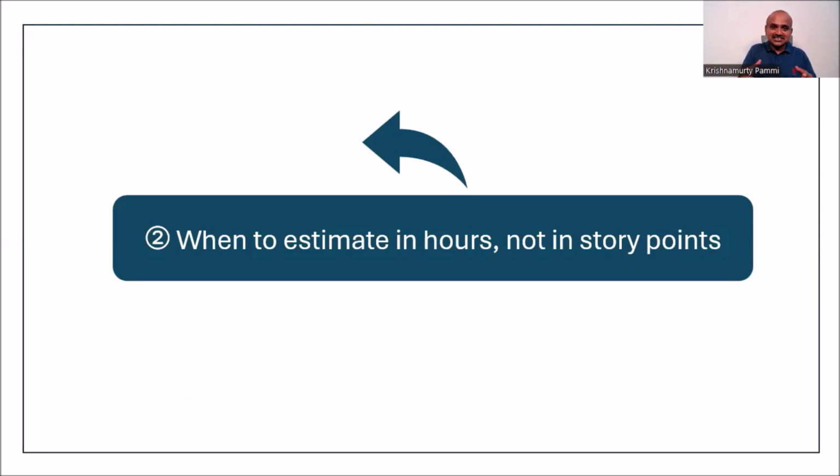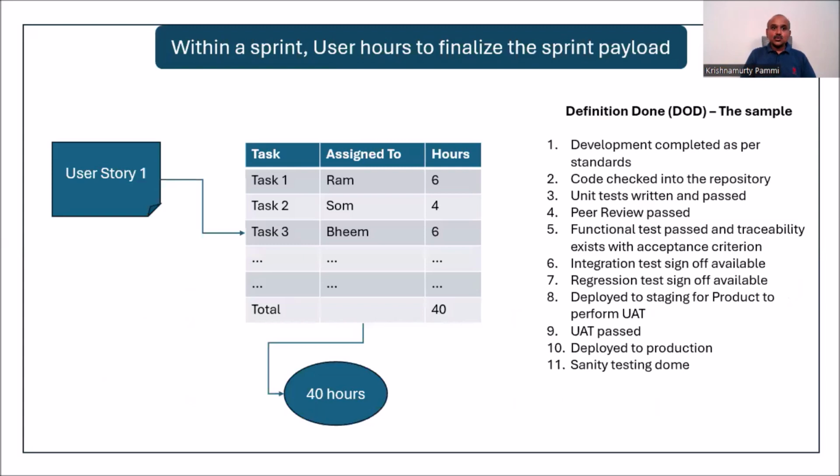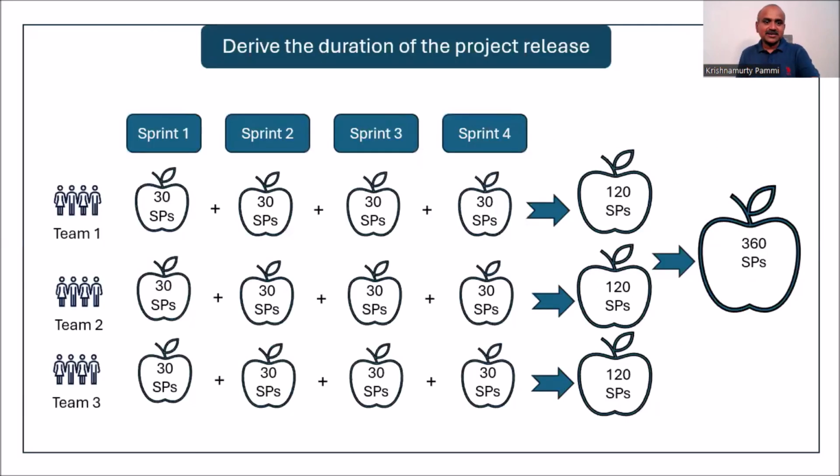Now, as part of this session, I want to cover the second aspect: when to estimate only in hours, not in story points, and why. Within a sprint, that means on a sprint planning day, you have the velocity. For example, here you can see this team is capable of producing 30 story points given their average velocity in the last 3 or 4 sprints.